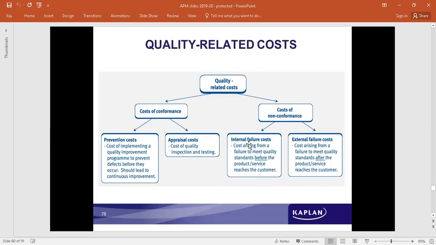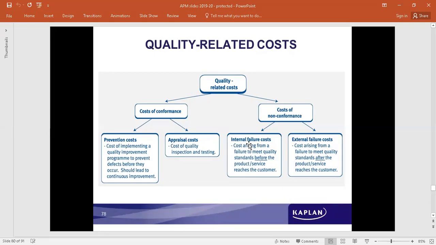First 2 are called costs of conformance. Last 2 are called costs of non-conformance. Under costs of conformance, it is prevention cost and appraisal cost. Before even the production work starts, it is about prevention cost, like training provided to the employees, then the designing would be taken up appropriately. Okay, product designing, etc. So those things are prevention costs.